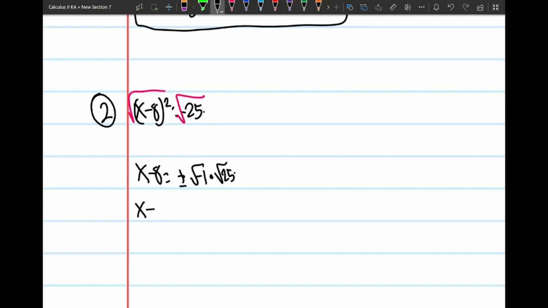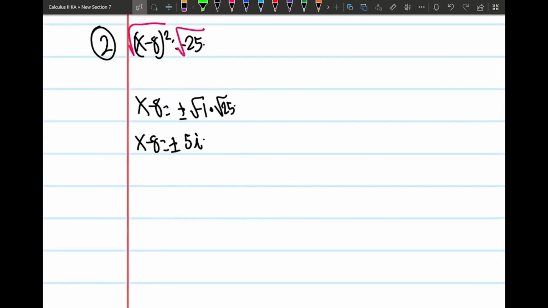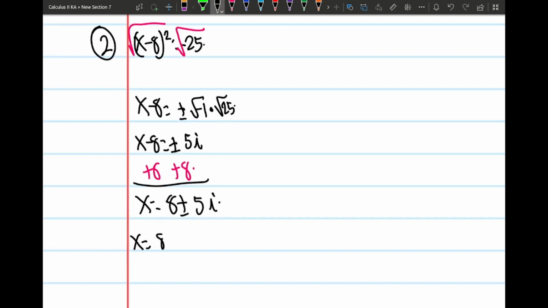And so now we have x minus 8 equals plus or minus i square root of 25. And again, the square root of 25 is 5. So you can write this as plus or minus 5i, because the square root of 25 is 5, and the square root of negative 1 is i. Then we add 8 on both sides, and so we will have x equals 8 plus or minus 5i. So again, we will write our answers as x equals 8 plus 5i, comma, 8 minus 5i. And this will be our answer.